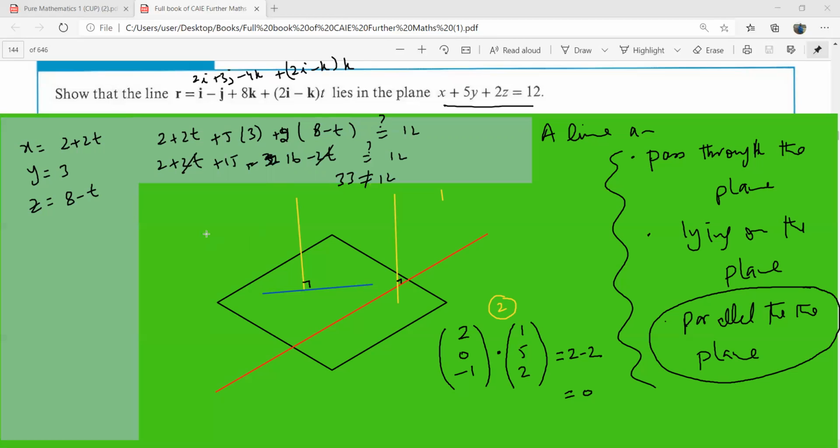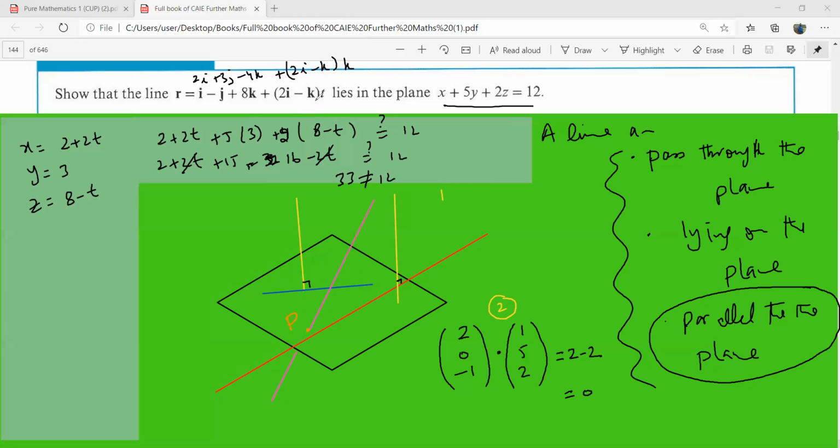But the thing is, when the line is passing through the plane, what will happen? Like suppose there's a line like this. It is passing through the plane. So when the line is passing through the plane, then there should be a point of intersection. And suppose that this is passing through the point. The variable won't be eliminated.